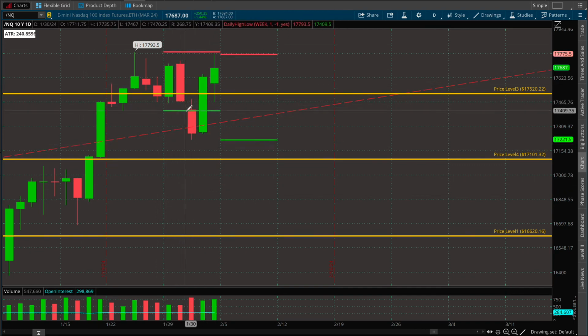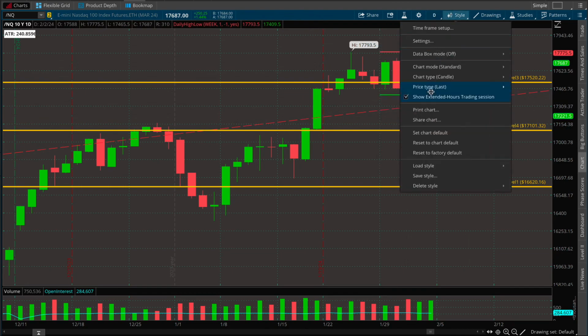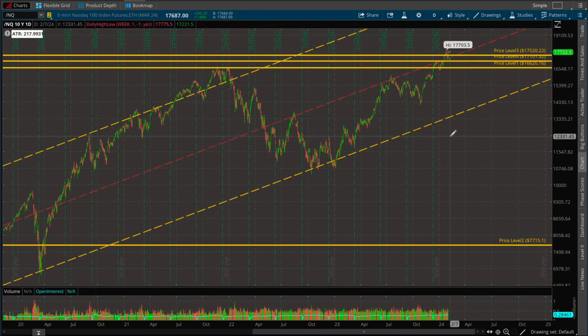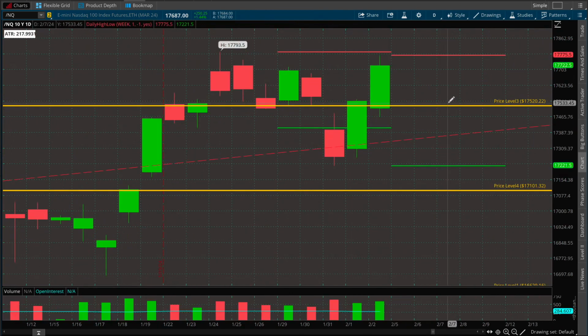So that puts me in a fix. Should I take a long or not? Because it's really not one of my support levels. My support levels are here. So what do I do? Let's go into taking out extended hours, and we're going to look at just that.